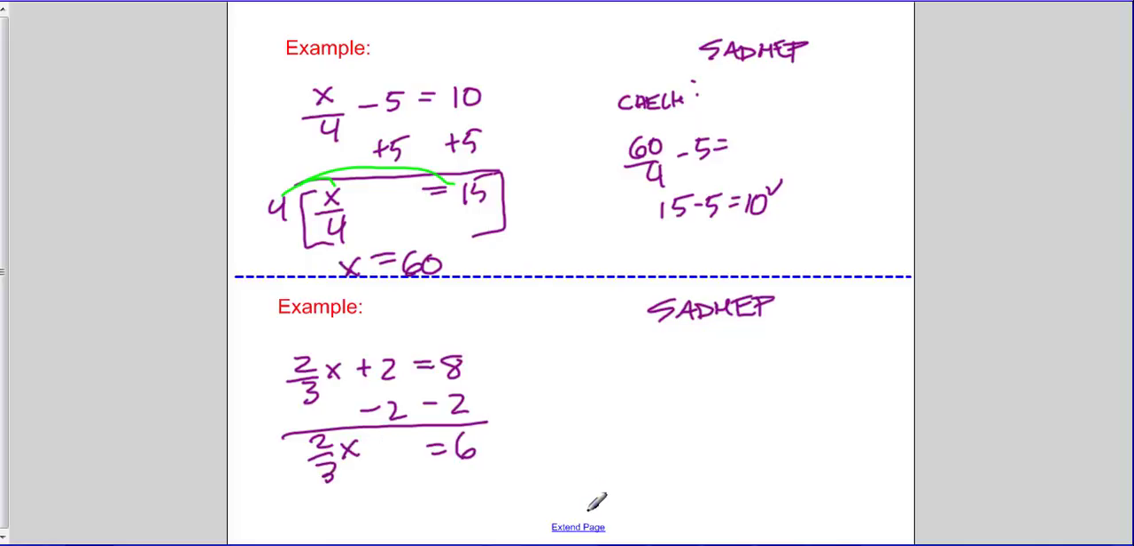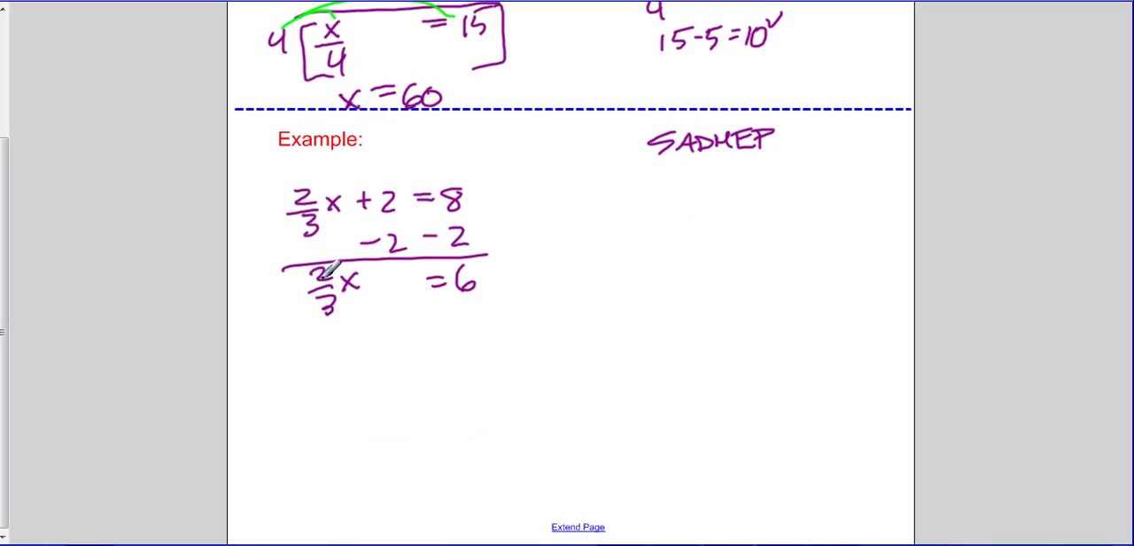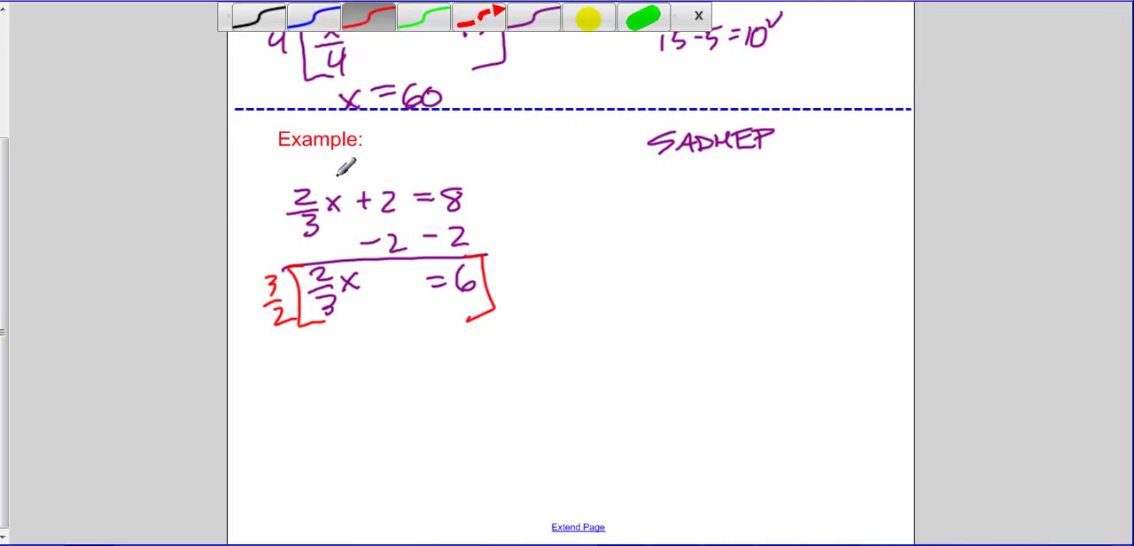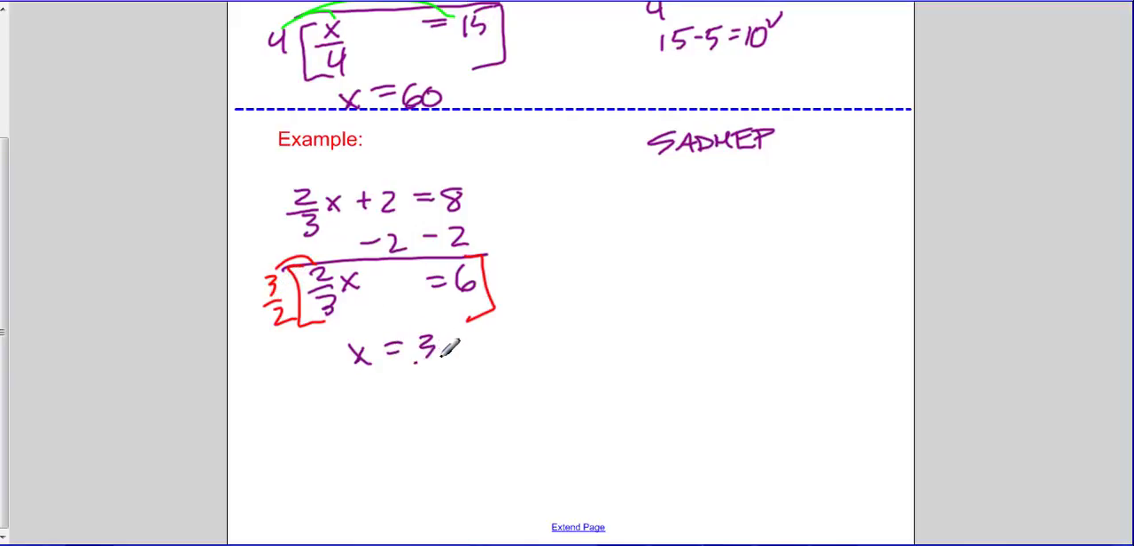So that's step 1. Now, to get rid of 2/3 x, I will multiply by the reciprocal, which is 3 halves. You need to multiply both sides by that reciprocal. So 3 halves times 2/3 is 1. That leaves me with x equals 3 halves times 6 on the right side. 3 times 6 is 18 divided by 2. 18 divided by 2 is 9, so my answer is x equals 9.